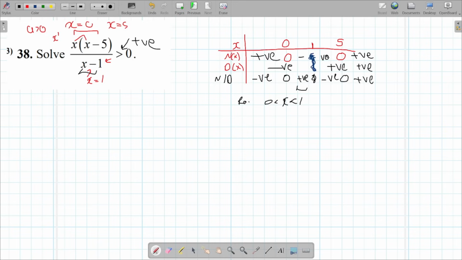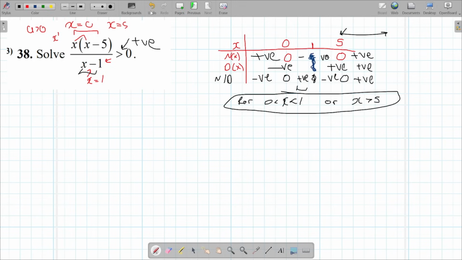So for x between 0 and 1. And it's also positive after 5, right? To the right of 5. And you say "or", you never say "and". x greater than 5. This is going to be your solution set. This is how you solve these fraction questions.